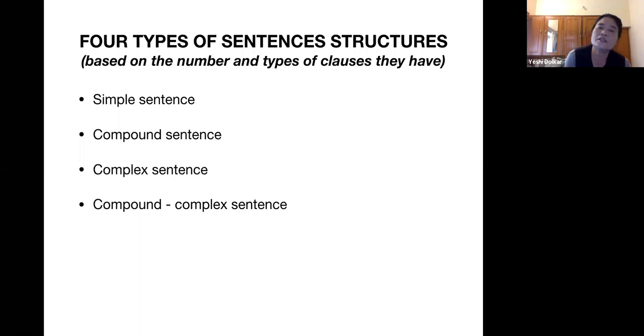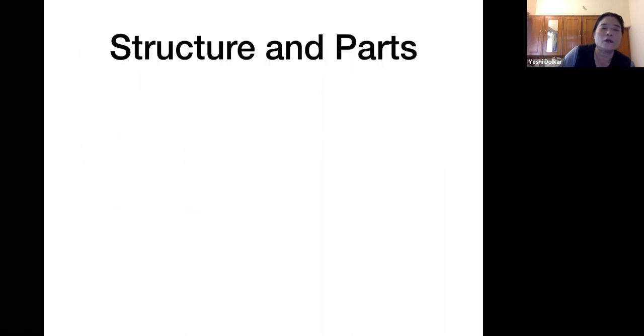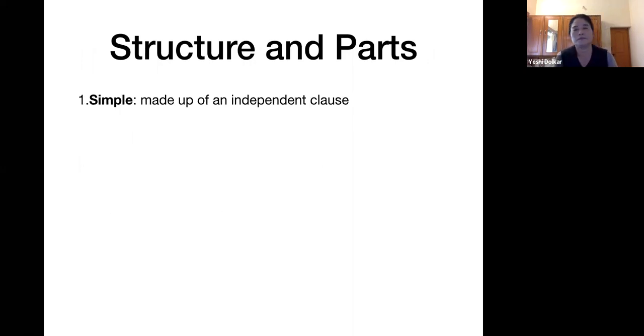Okay? So these are the different types, 4 different types of sentence structures. We're not talking about patterns, we're talking about structures over here. Okay, based on clauses used in the sentence. All right. Okay, now let's look at the different sentences. First is simple.